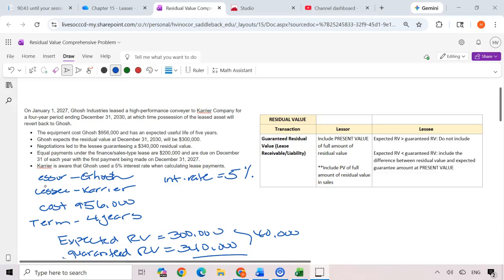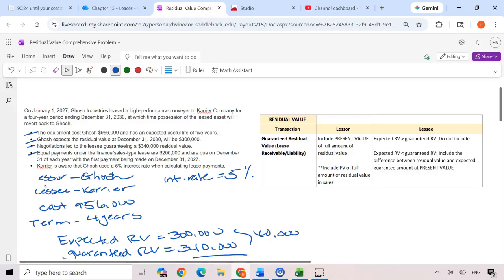On January 1, 2027, Gosh Industries leased a high-performance conveyor to Carrier Company for a 4-year period ending December 31, 2030, at which time possession of the leased asset will revert back to Gosh. The equipment cost Gosh $956,000 and has an expected useful life of 5 years. Gosh expects the residual value at the end of December 31, 2030 to be $300,000, and negotiations led the lessee to guarantee a $340,000 residual value.